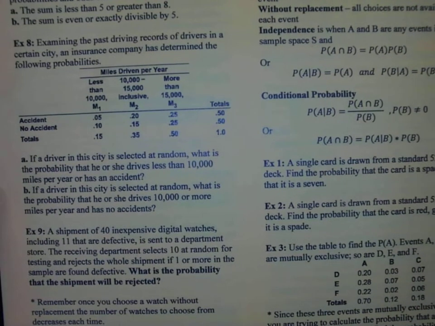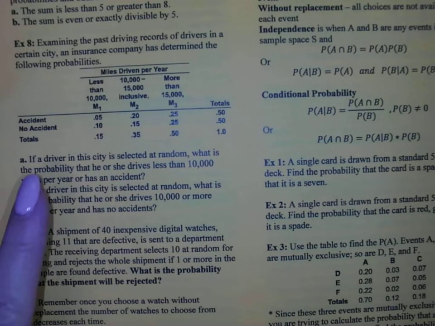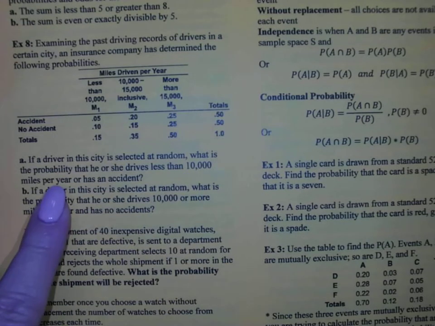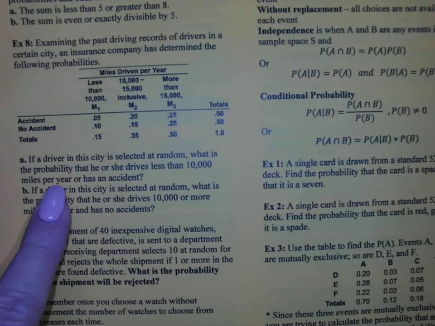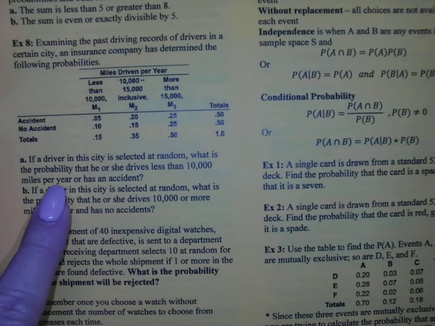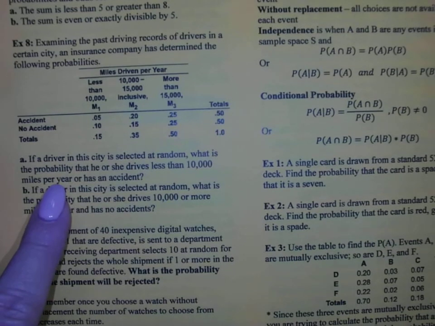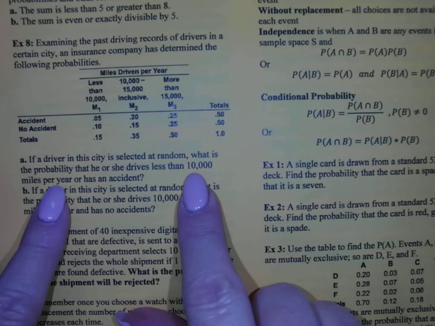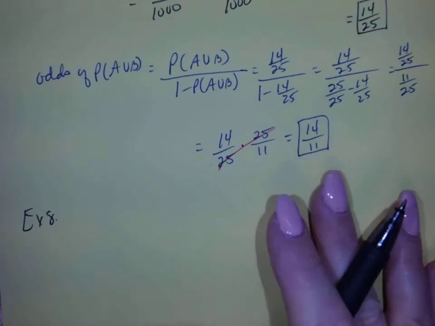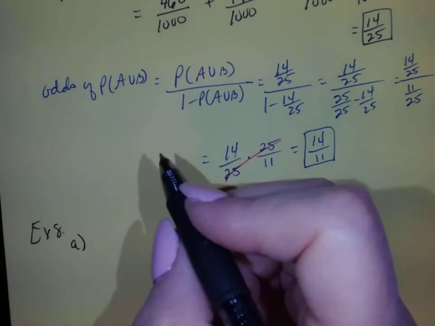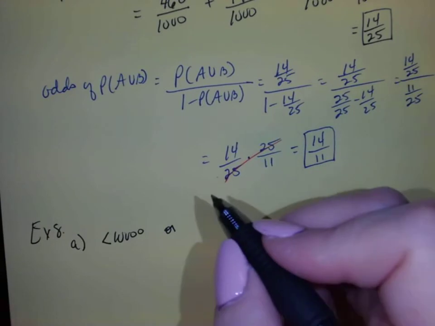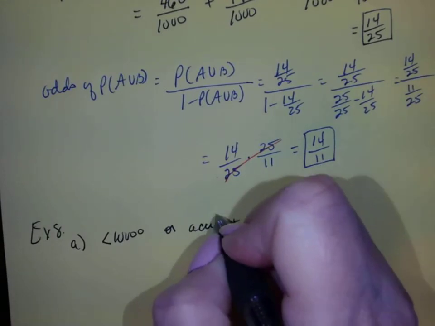Now, part A: if a driver in the city is selected at random, what is the probability that he or she drives less than 10,000 miles per year or has an accident? So the "or" tells us this will be a union. If it was "and," it would be an intersection, but we're looking for a union. So we're looking at less than 10,000 or an accident. Let's write that down, so we can keep track of what we're looking for.